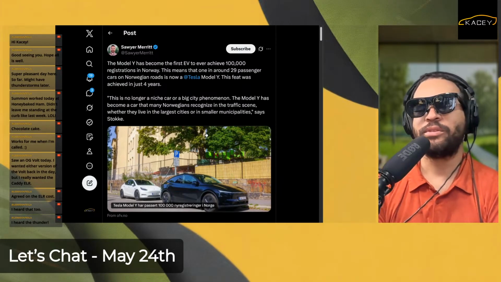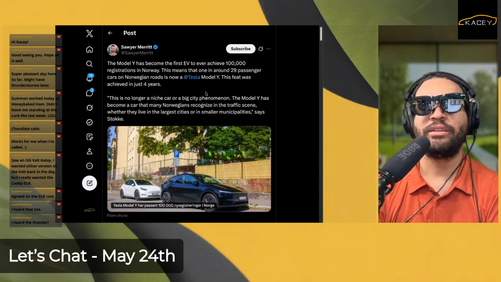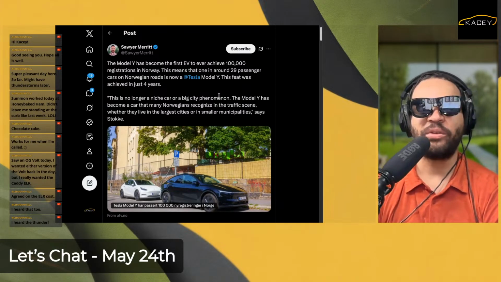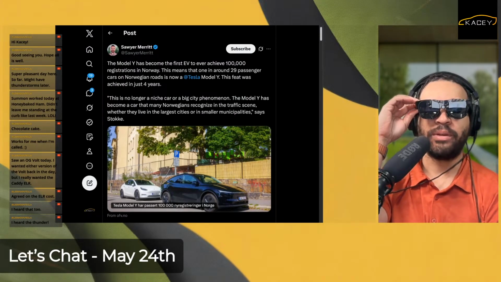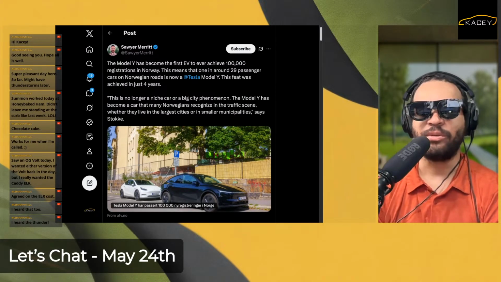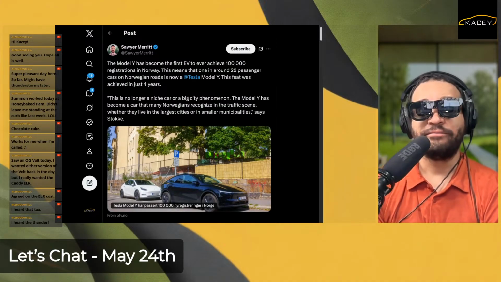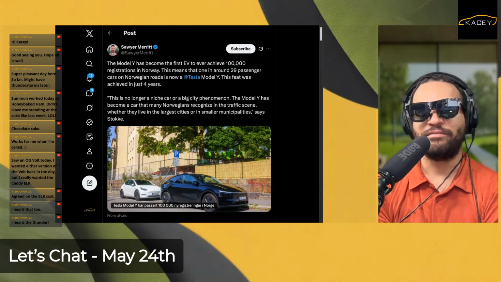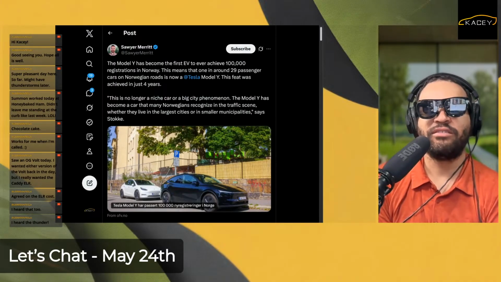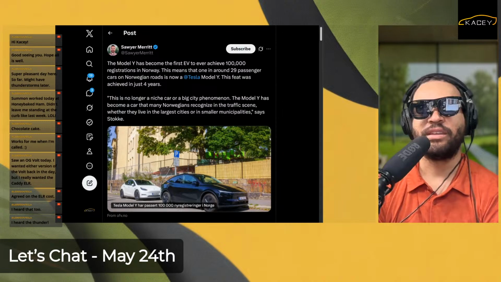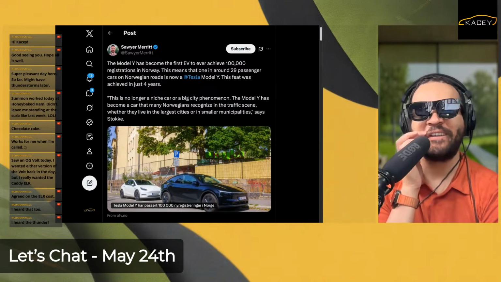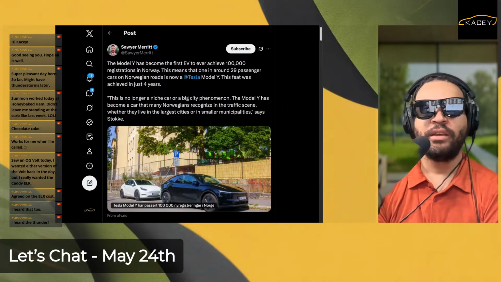Model Y has become the first ever EV to achieve 100,000 registrations in Norway. This means that 1 in around 29 passenger cars on Norwegian roads is now a Tesla, a Model Y. Not just a Tesla Model Y, because they've been getting S, X, and 3 for a long time. They might get a Cybertruck. They've got the F-150 Lightning before it got canceled. This feat was achieved in just 4 years.